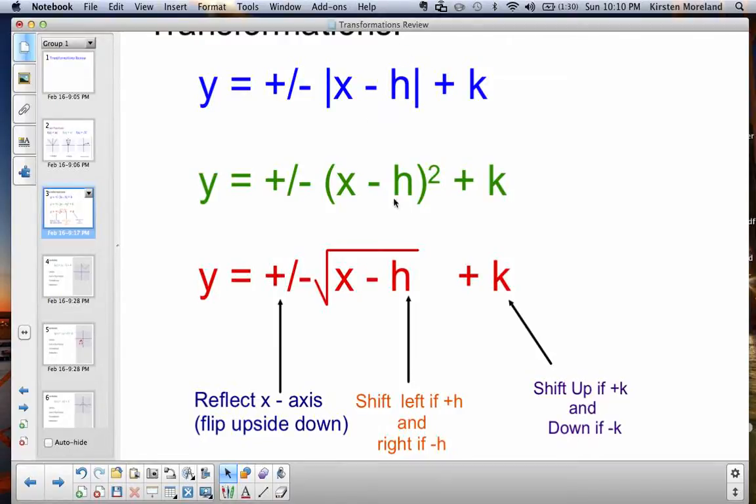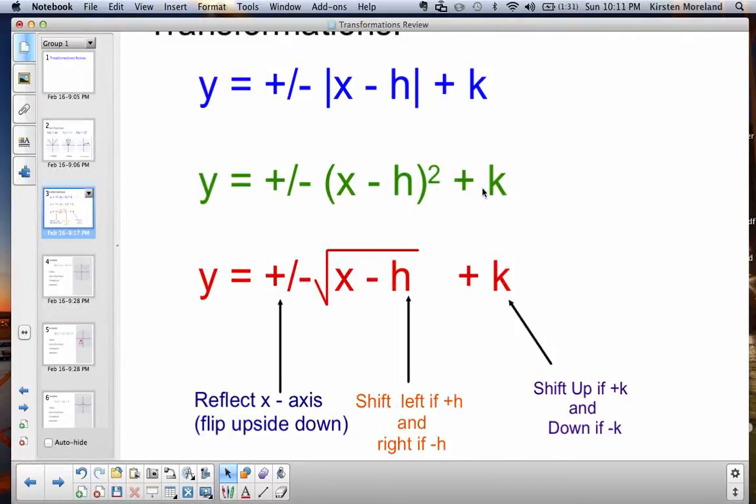Inside of the absolute value, or inside of the squared, or inside of the square root, we put the letter h usually. That's the x-coordinate of the vertex, but it also says whether it's shifted left or right. And on the inside, you need to remember it's opposite. So if it's a positive on the inside, that means it really went left. If it's a negative on the inside, that means it really went to the right.